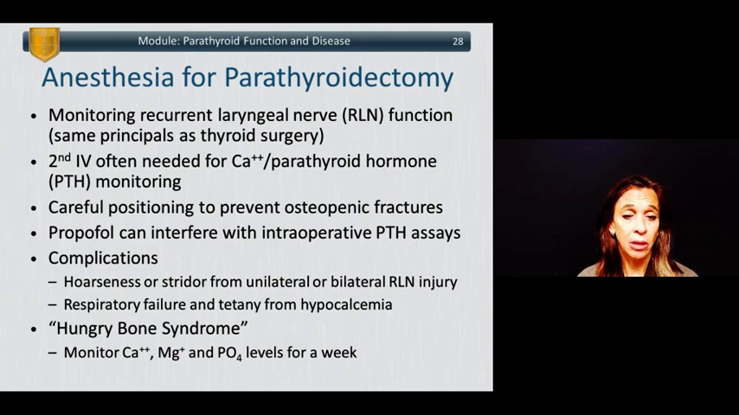Careful positioning is always important to prevent osteopenic fractures. Propofol can interfere with intraoperative parathyroid assays, so often TIVA with propofol is relatively contraindicated. It is not felt that induction doses of propofol would typically be a problem. Complications of parathyroid surgery include hoarseness or stridor from unilateral or even bilateral recurrent laryngeal nerve injury, and respiratory failure and tetany from the rebound hypocalcemia that can occur after the parathyroids have been removed.